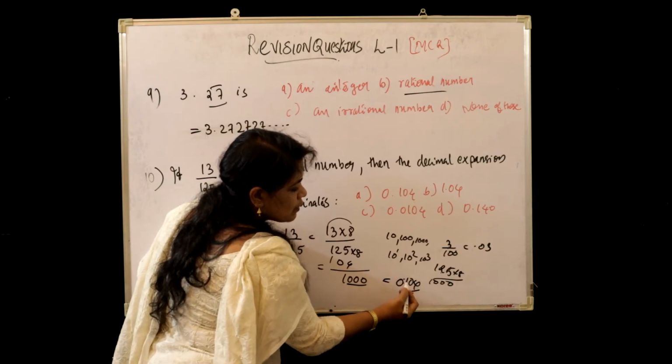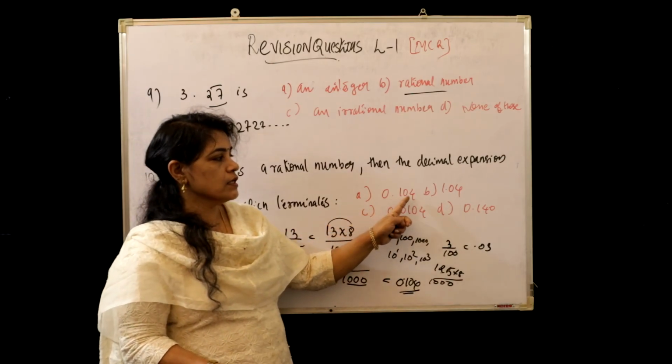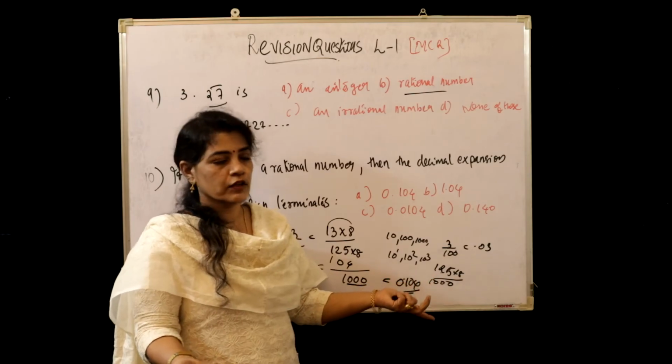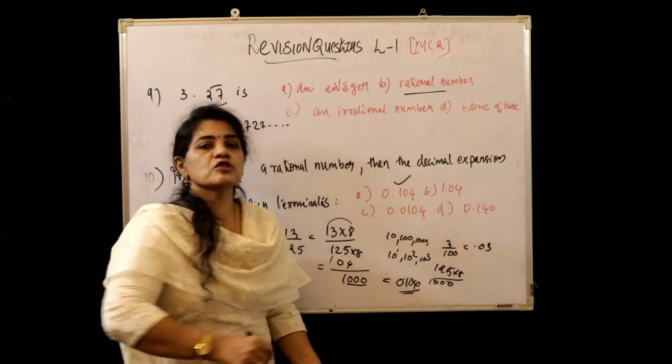So the answer is 0.104. 0.104. See the option? 0.104. Here 1.04, that is wrong. This also wrong. This also wrong. So the correct option is the first option.